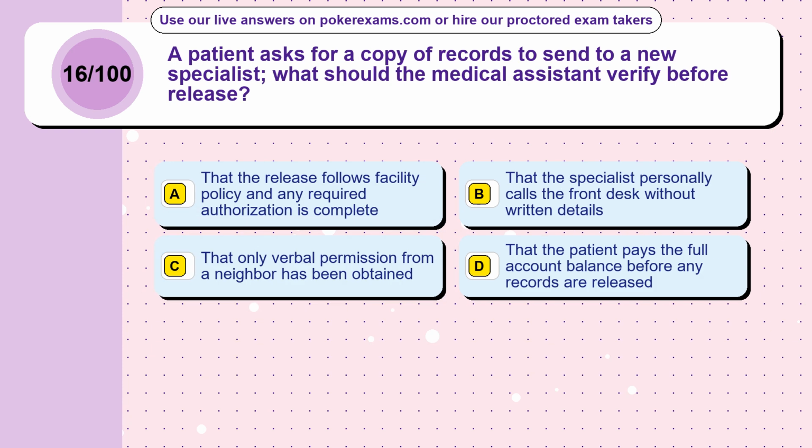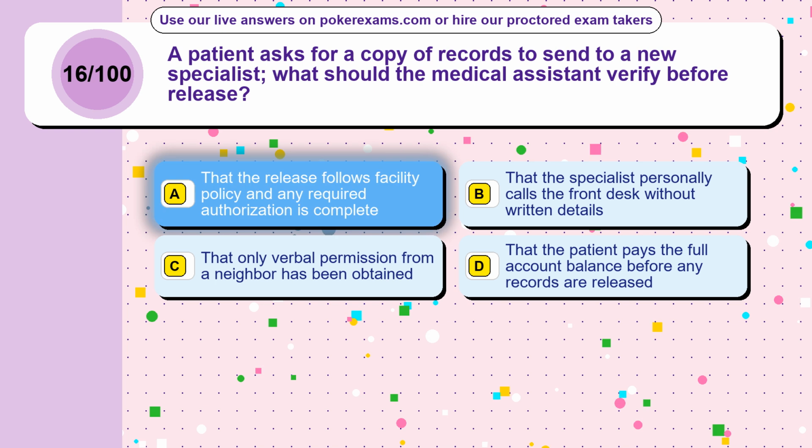Question 16. A patient asks for a copy of records to send to a new specialist. What should the medical assistant verify before release? Option A, that the release follows facility policy and any required authorization is complete. Option B, that the specialist personally calls the front desk without written details. Option C, that only verbal permission from a neighbor has been obtained. Option D, that the patient pays the full account balance before any records are released.